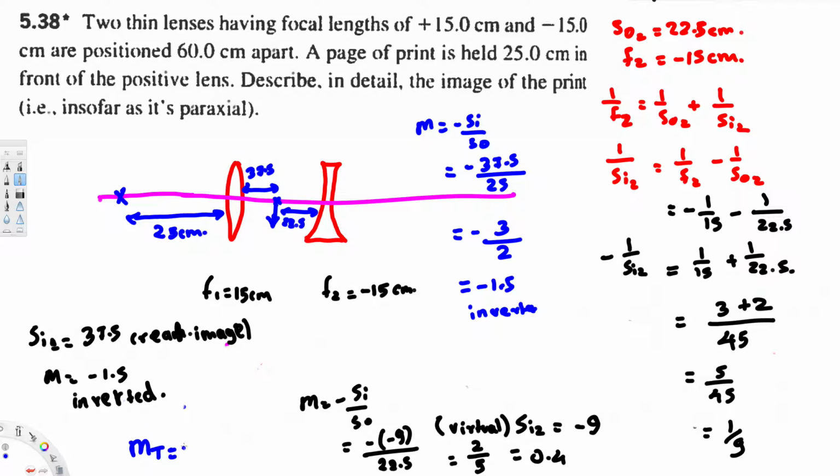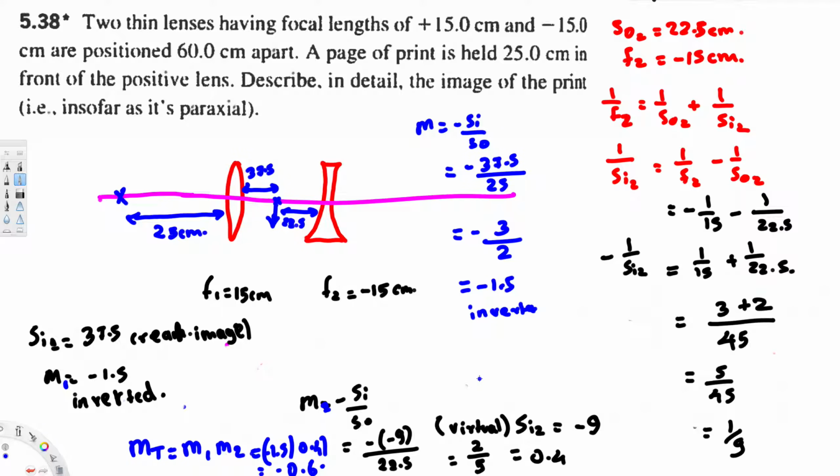mt is equal to m1 times m2, right? m1 is negative 1.5 and m2 is 0.4, and that's going to give us negative 0.6. So this means the image is inverted with respect to the object, and it is 0.6 times the size, so it's smaller than the object.